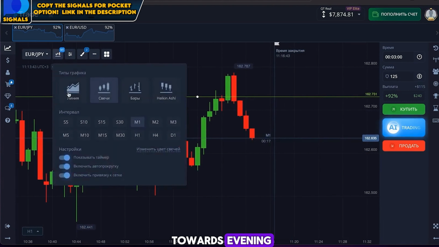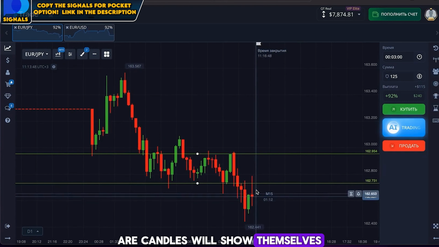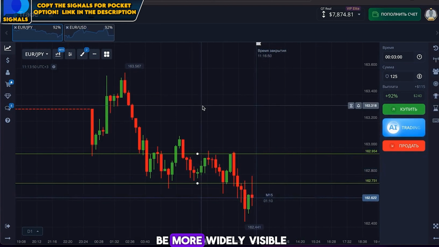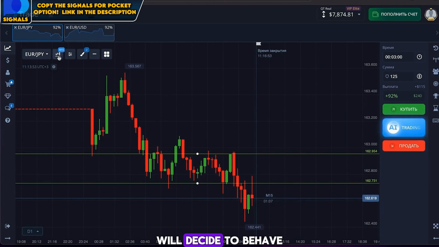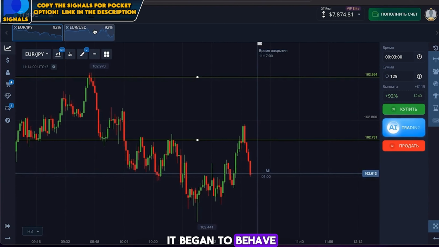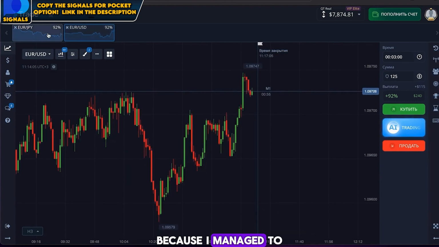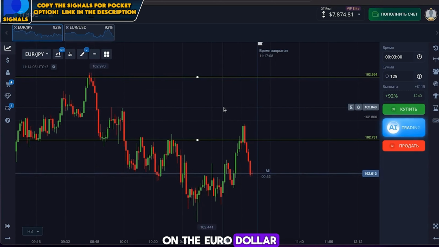But towards evening, most likely today, I think that here our candles will show themselves quite well. It will be more widely visible how our trend will decide to behave this week, because in the euro-dollar last week I first analyzed how it began to behave, and then calmly adjusted to it and calmly traded, because I managed to make a good profit with my team on the euro-dollar last week.